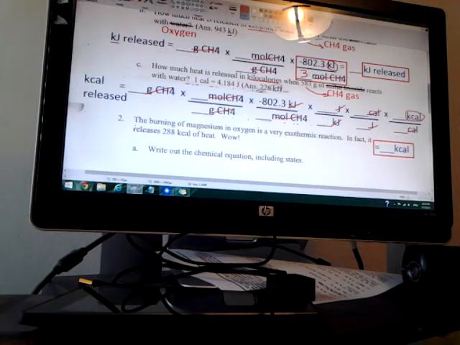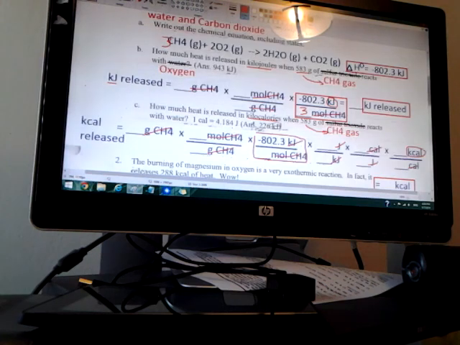Make sure to always write your negatives or positives correctly when you're doing this step, because whether or not it's an exothermic or endothermic reaction will have a different sign in its kilocalories released, or the change in temperature. So yeah, always make sure to get your signs correct, or else you'll really screw up the problem. But I know you guys won't do that.